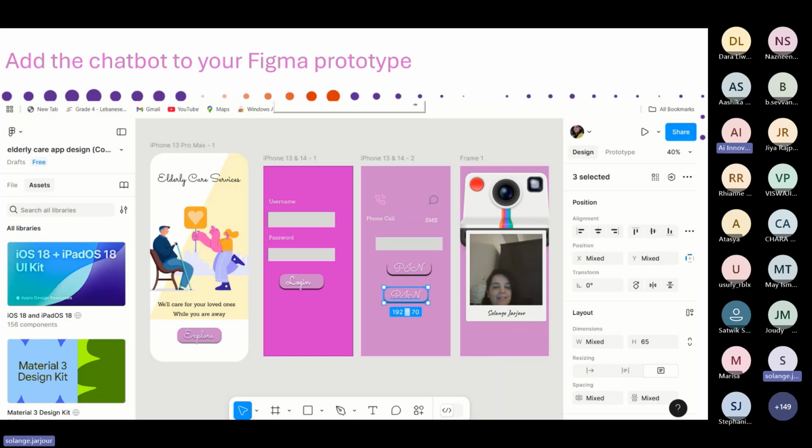Is creating a chatbot important for Tech for Good? No, it is optional and additional.